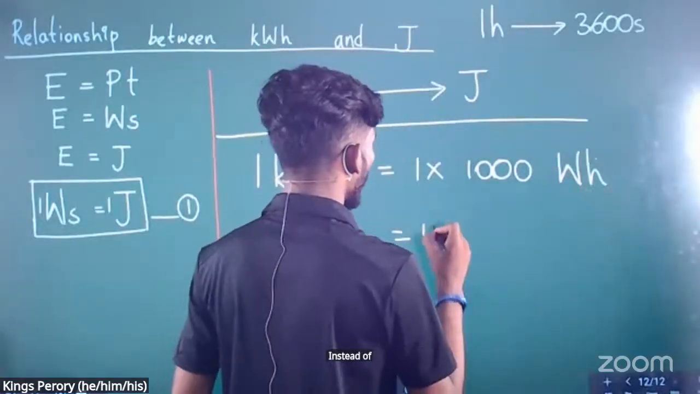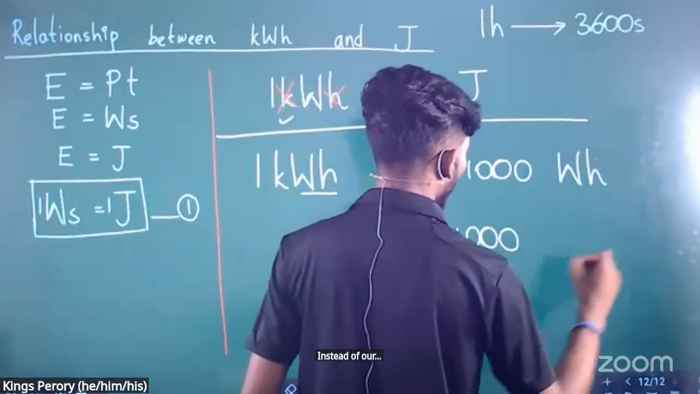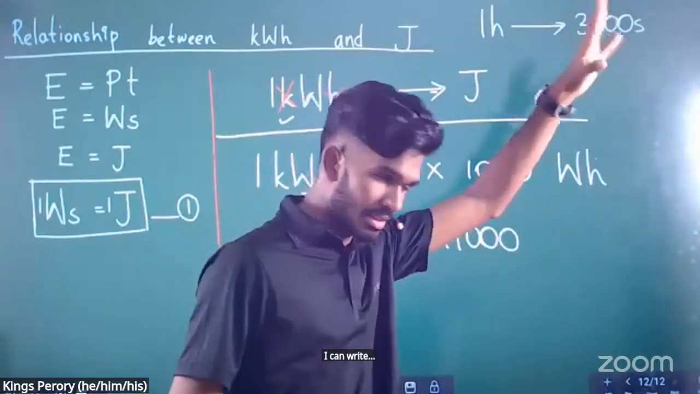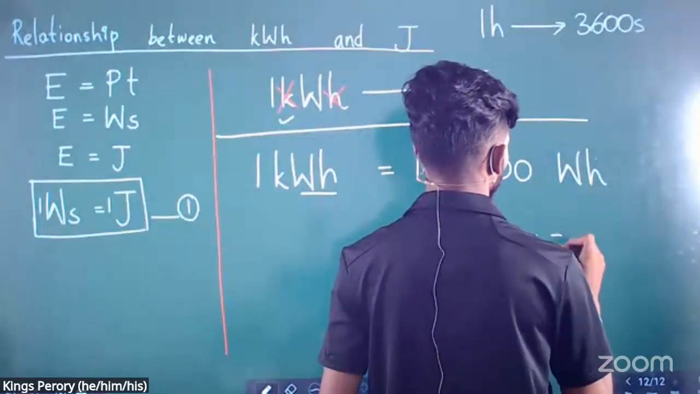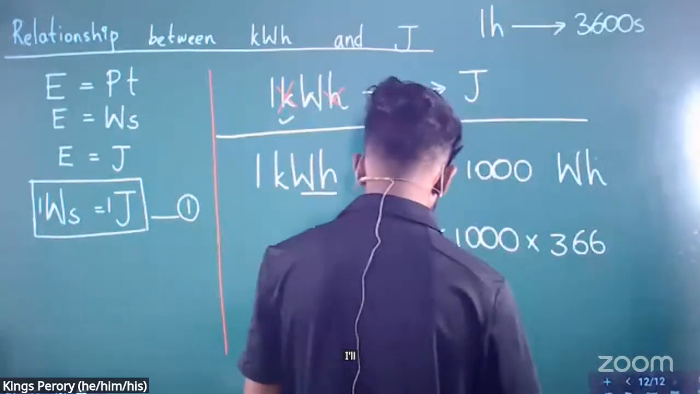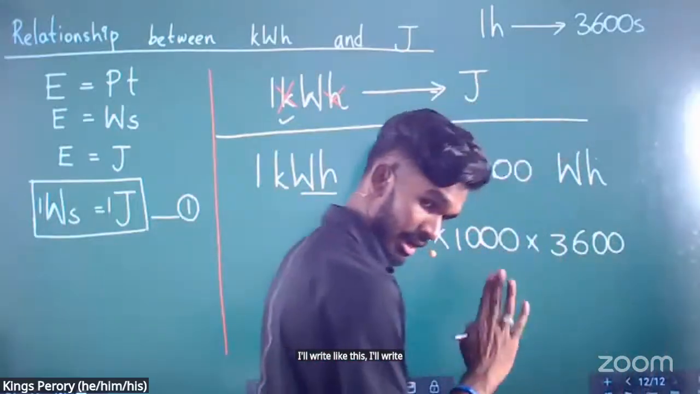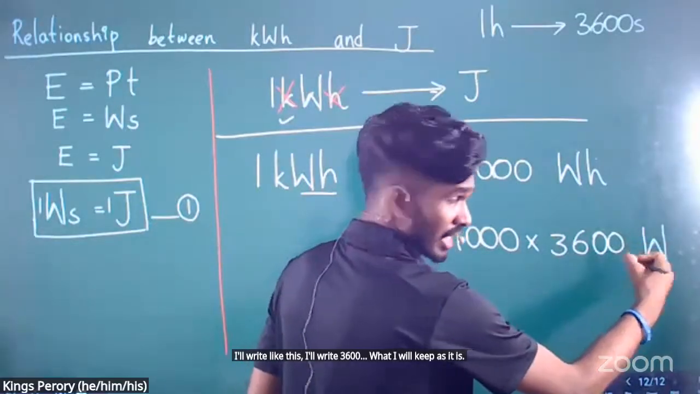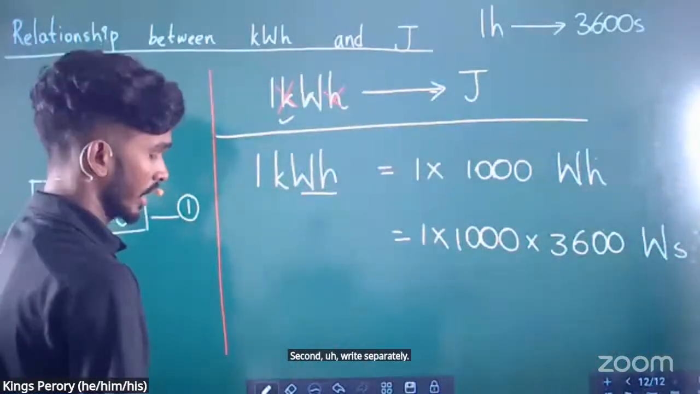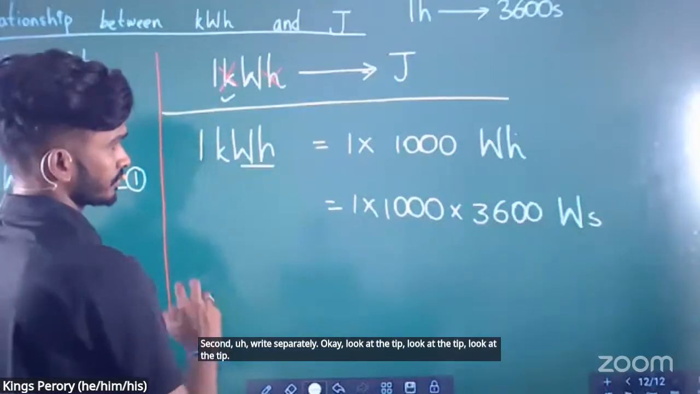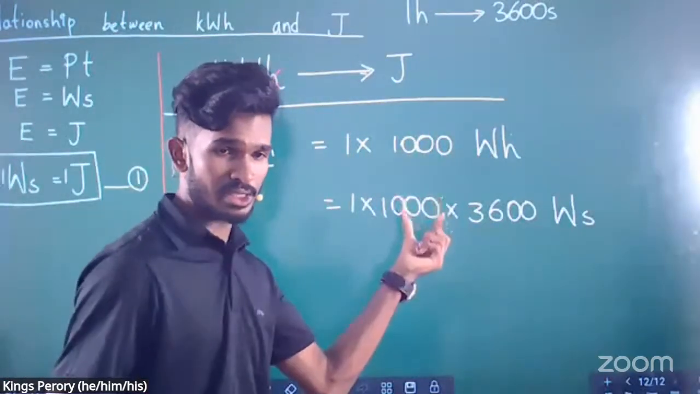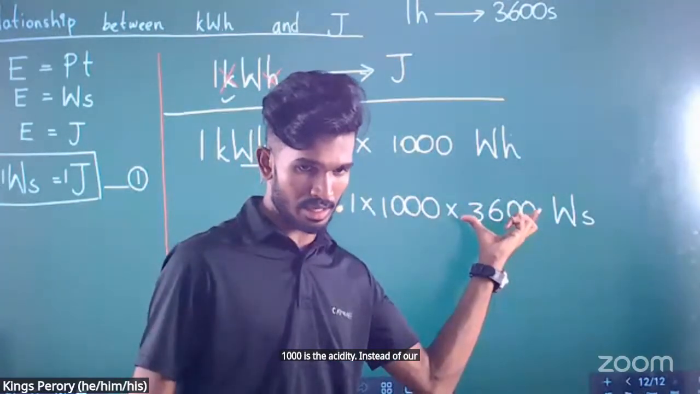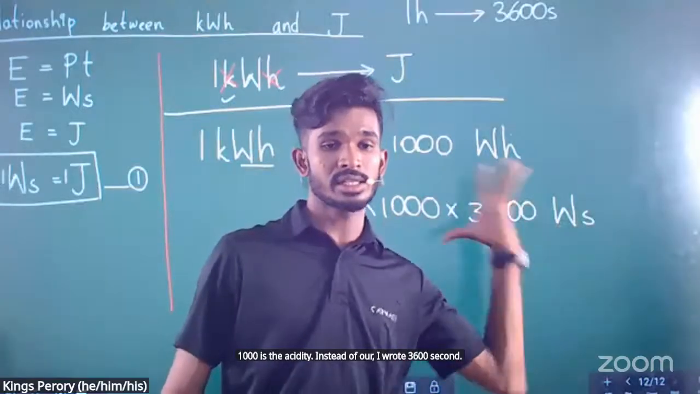3600 seconds. So, how to convert this hour into seconds? Instead of hour, I can write 3600. I'll write it like this. What remains, I will keep as it is. Second, I'll write separately. Look at the step. 1000 is there as it is. Instead of hour, I wrote 3600. Second is kept as it is.